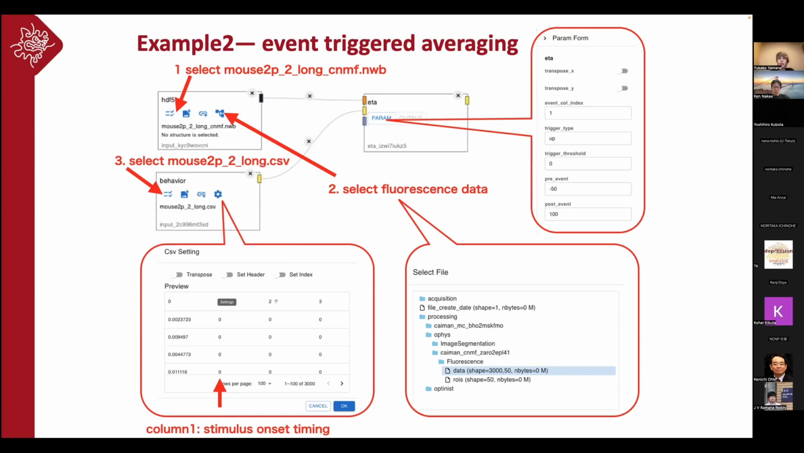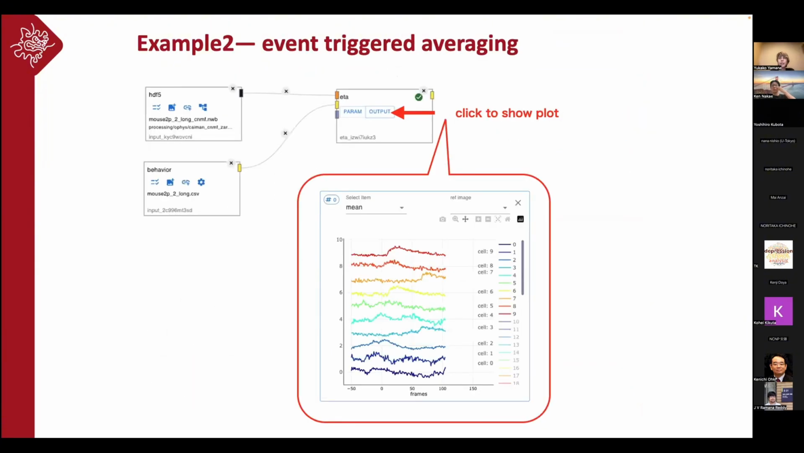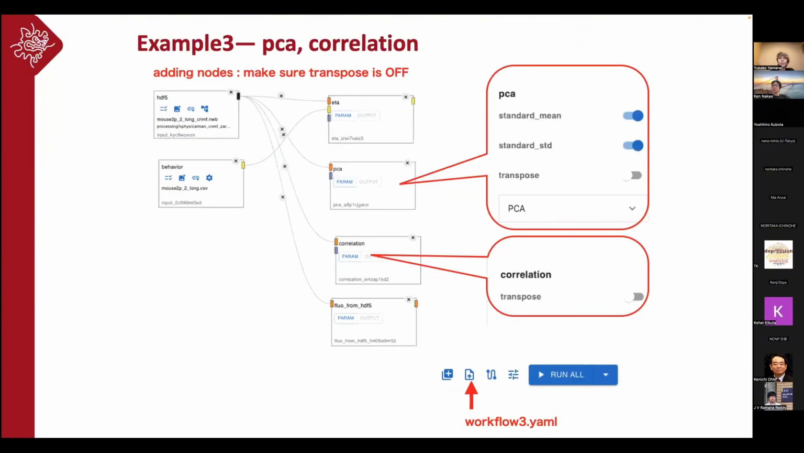Okay, so the result is like this. You will see the triggered averaging. Okay. And go back to the previous slide. So yeah, I cannot do this. So go back to how to read the file.